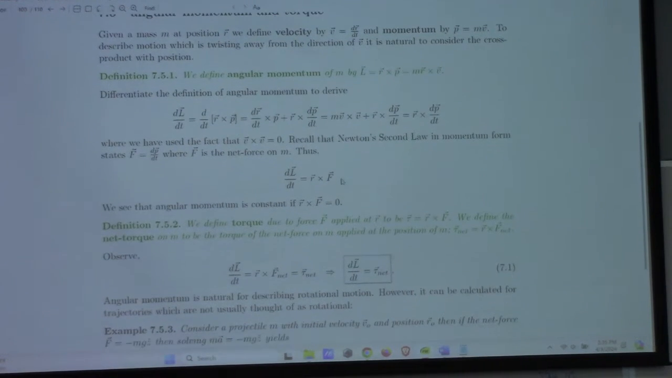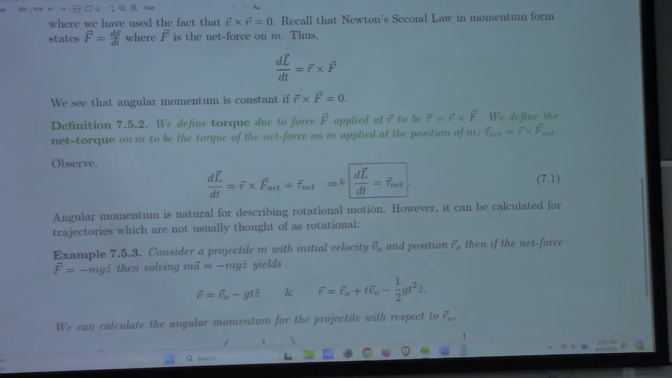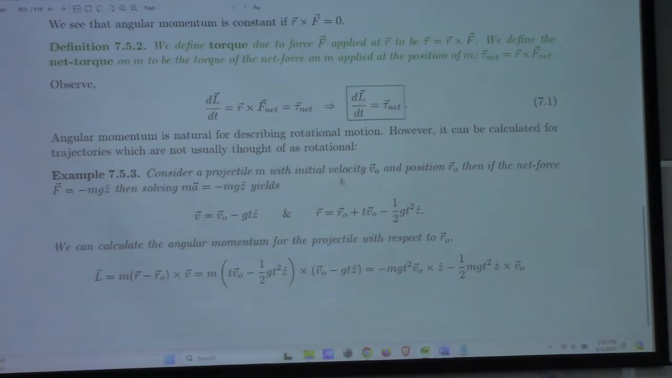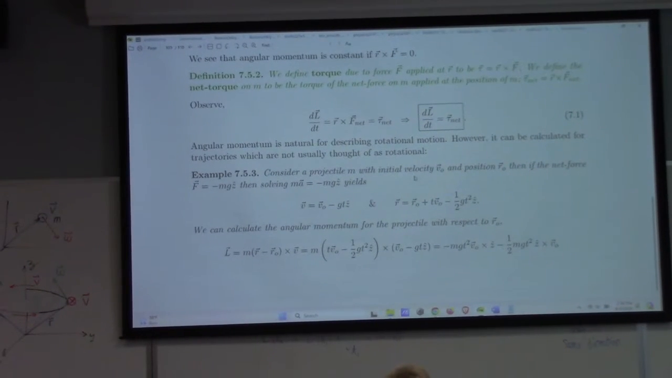This is what we just went through. Here's an example. It's kind of a silly example, but it'll serve our purposes. Let's study how dL/dt is equal to torque for projectile motion, right? What's the position as a function of time for projectile motion? Well, we know it. It's r naught plus v naught times t minus 1/2 g t squared in the z hat direction, if we're talking about gravity going in the z, yeah?